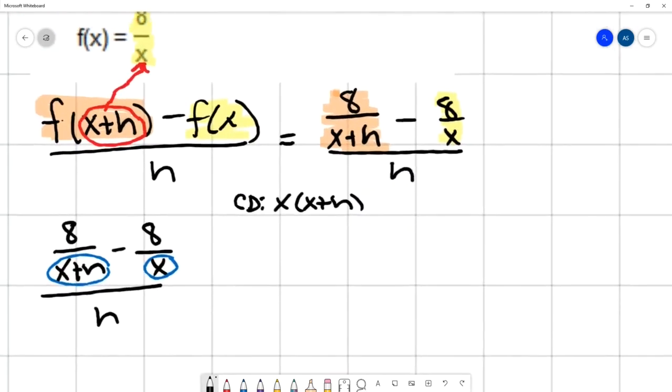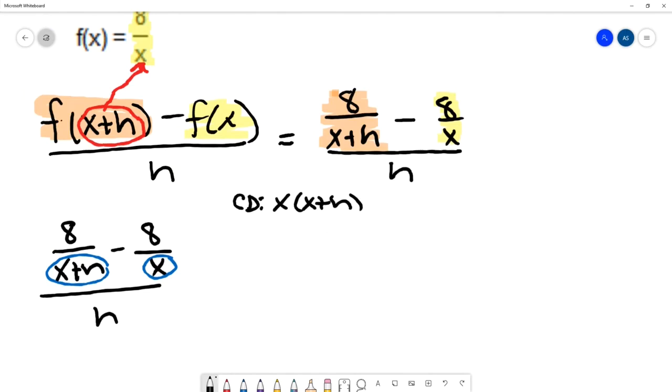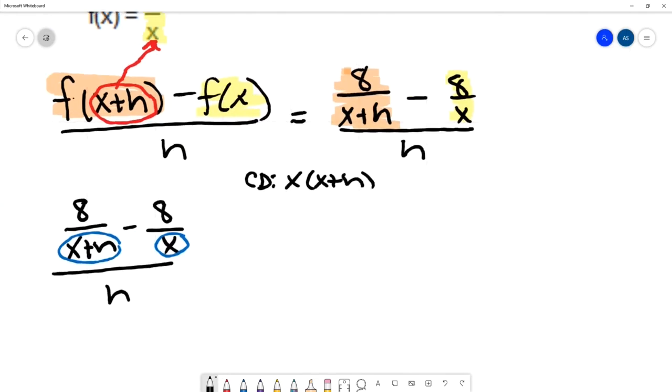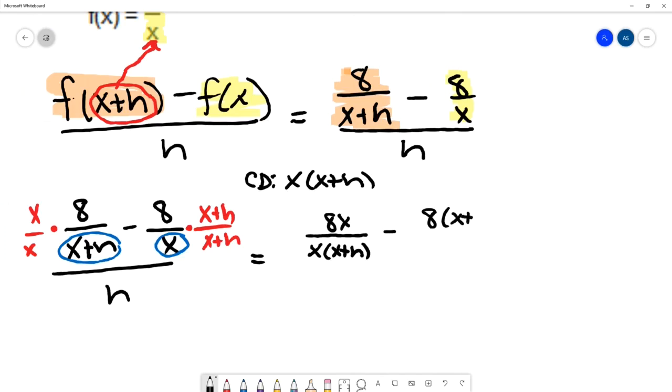So I want to be able to add those fractions together. So I need for both fractions to have that same denominator. So on this one, I'm going to multiply by x plus h over x plus h. And on this one over here, I'll multiply by x over x. So that means that we're going to get 8x over x times x plus h minus 8 times x plus h over x times x plus h, all over h.